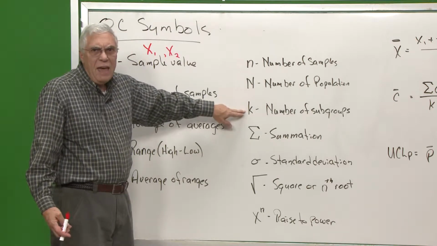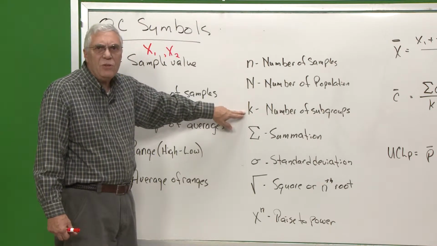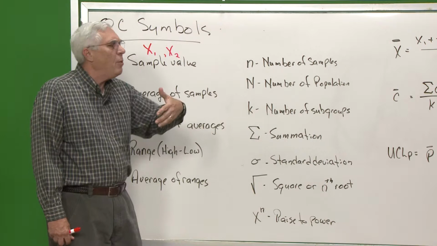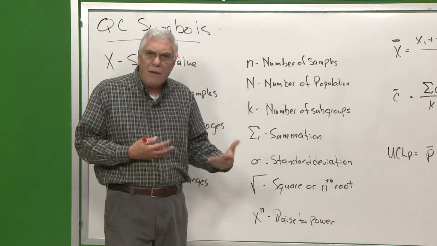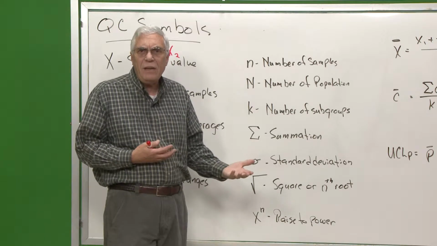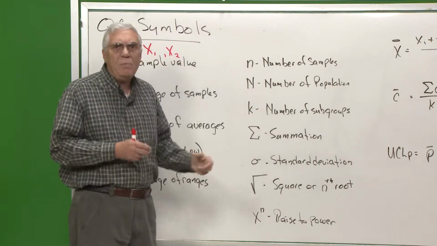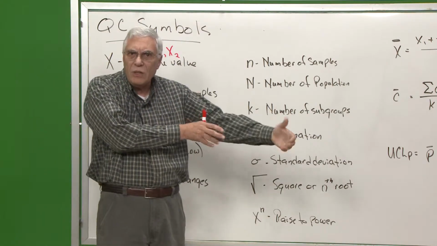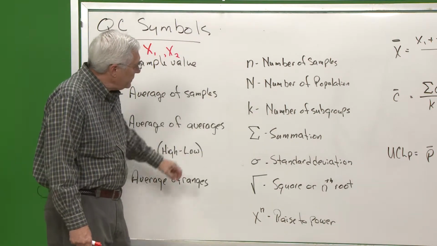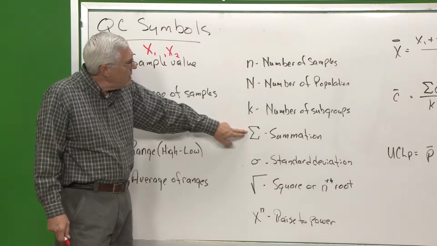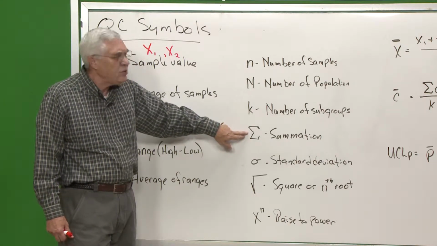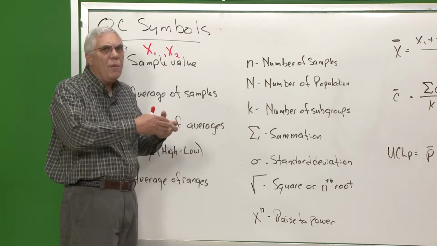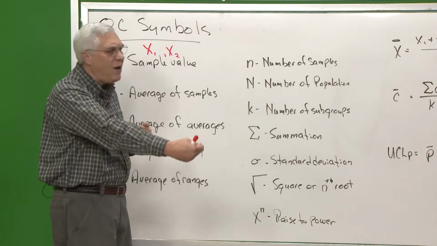The lowercase k represents subgroups, how many subgroups. So in essence, if I go back to my example of picking 5 consecutive samples each hour, at the end of an 8-hour day, my k value would be 8 because I would have 8 subgroups, one selected each hour. Now this is the uppercase sigma character, referred to in equations as summation. Basically it says sum up the following, or what's the sum of the following values.